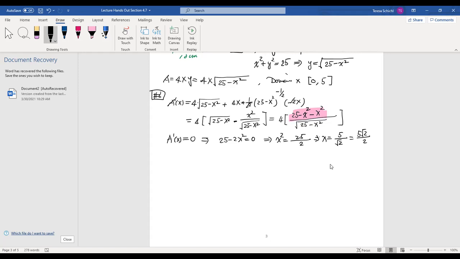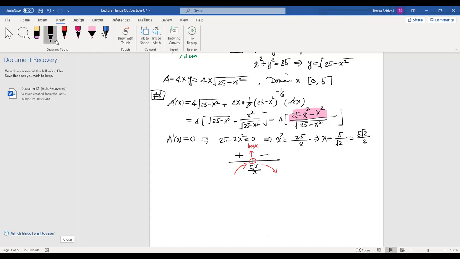If you like, you can continue to take the second derivative. You find that A double prime of x is negative. And if it's negative, then you know this is the maximum point. Or you can just use the first derivative test. This is x equals 5 square root of 2 over 2. The second derivative is not easy here. So if x is less than 5 over the square root of 2, what happens? Your first derivative is going to be positive. And if it's greater than, your first derivative will be negative. If it's positive, your function is increasing. If it's negative, your function is decreasing. That's why you're going to have a max here.